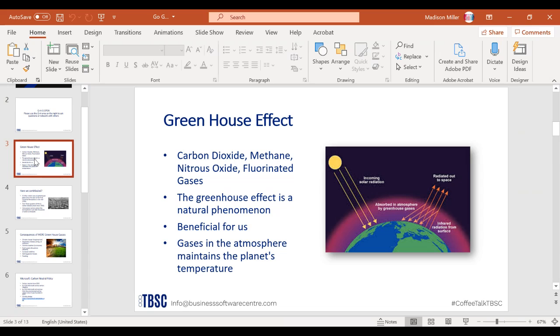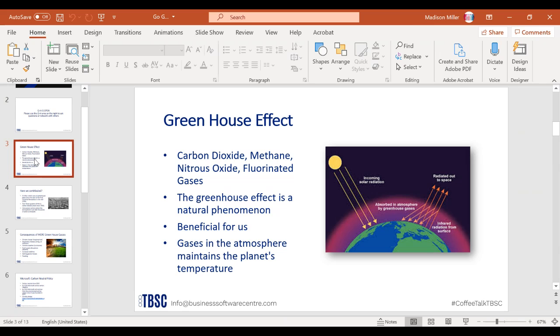So the greenhouse effect is a natural phenomenon, and this happens naturally by itself, where the atmosphere kind of traps the gases in its atmosphere, and what happens is with the sun's radiation, the gases trap the sun's radiation and cause the Earth to be heated and keep it warm. It's basically like the Goldilocks zone, so it helps sustain life on the planet. So it is beneficial for us, it's natural.